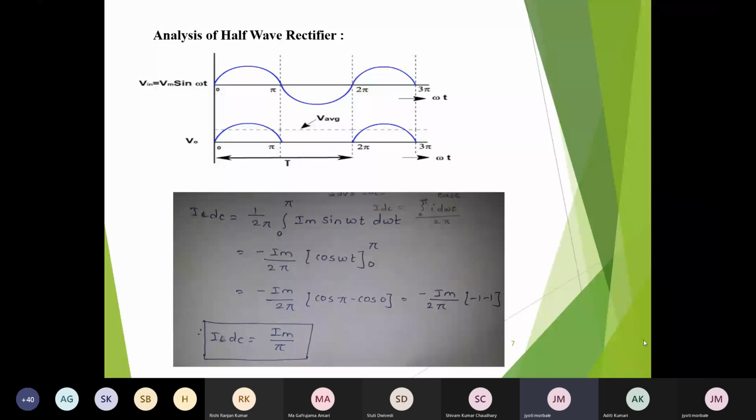ILDC stands for I, that is current, L stands for load, and DC, this DC term, is related to the output. Remember, as we are dealing with a rectifier, the AC signal will be our input signal and the DC signal will be our output signal. So wherever the DC term comes, understand it is related to the output, and wherever the AC term comes, it is related to the input.